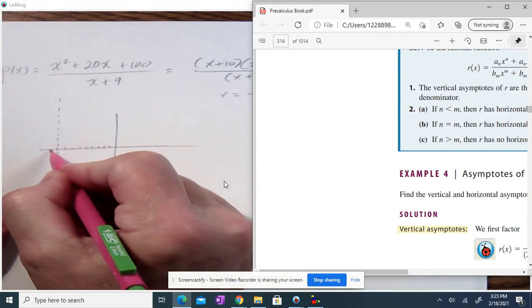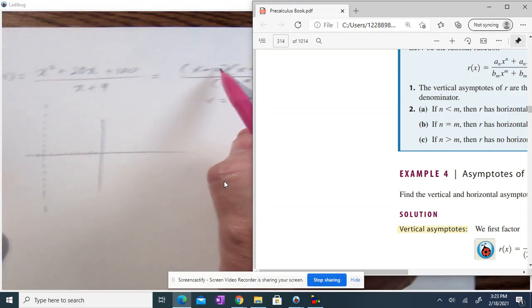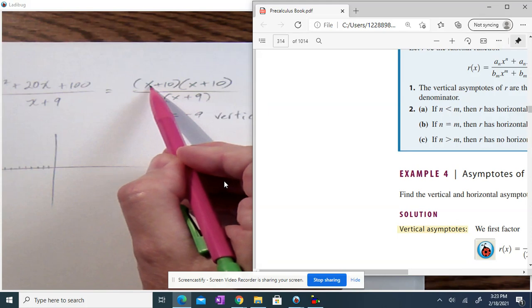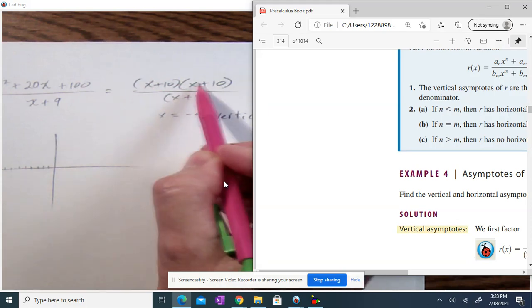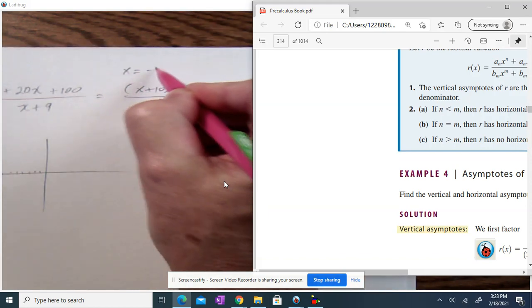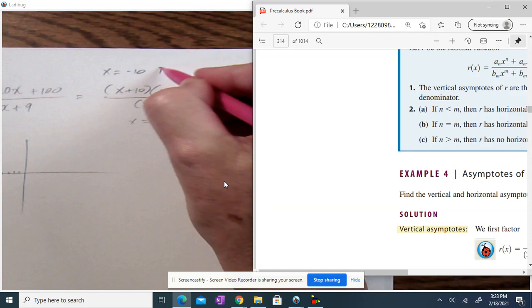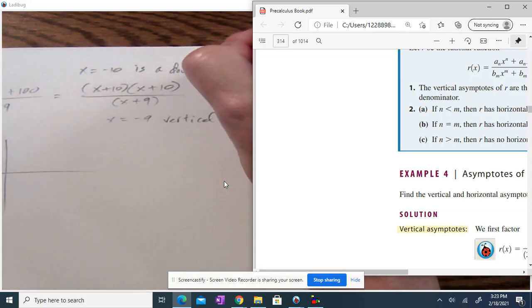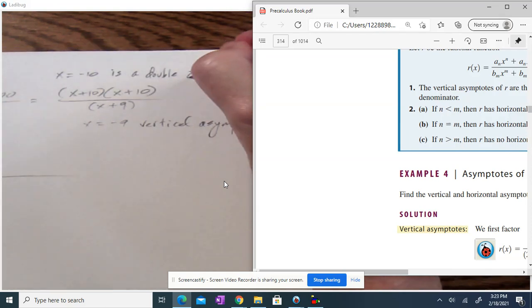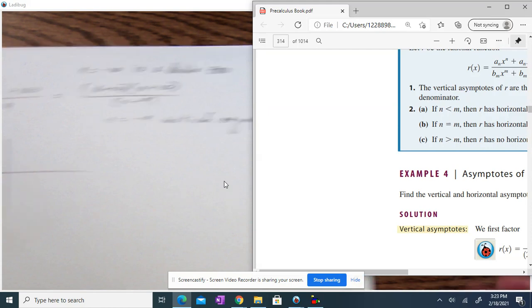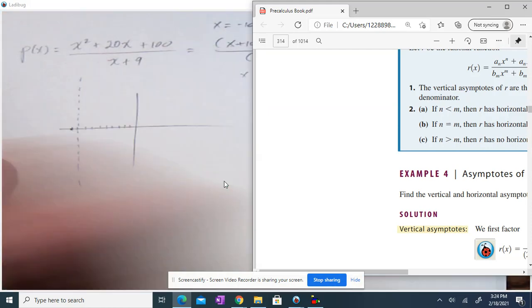All right, what else do I know? I also know that because x plus 10 is on top, -10 is where it's going to touch the x-axis. And I know it's going to touch at -10 because it's a double zero. So x equals -10 is a zero. It's actually a double zero, isn't it? Which means, since it's a zero an even number of times, it's going to bounce off right there.